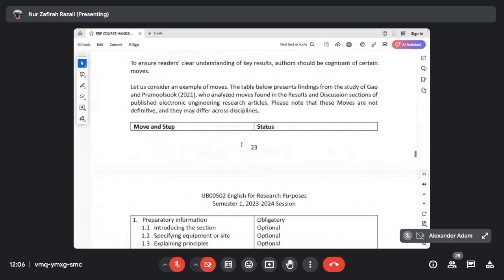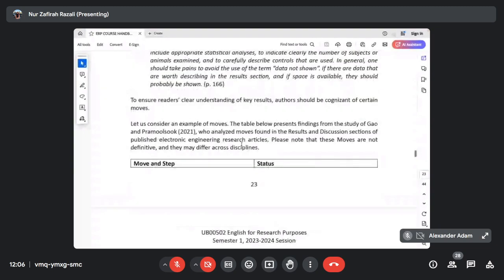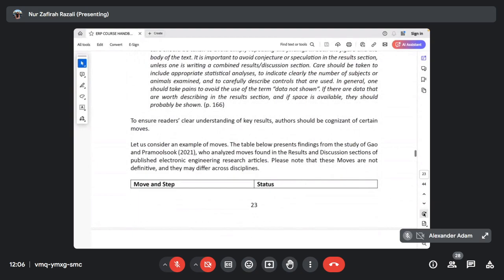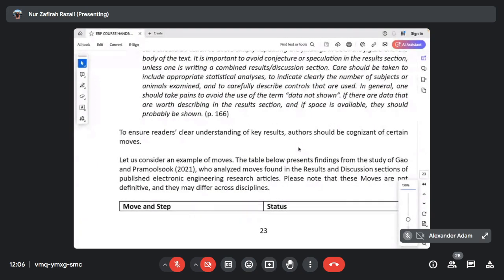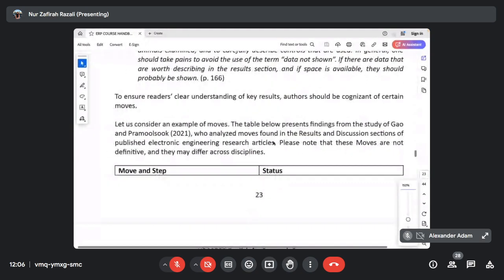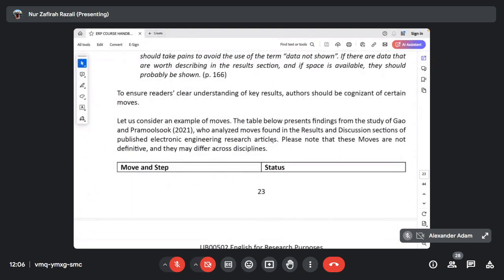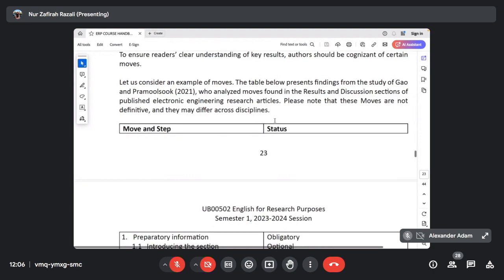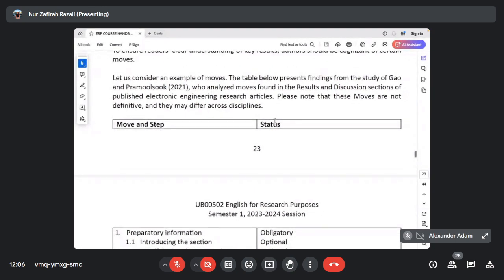Okay, so let's get back to our story here. To ensure readers' clear understanding of key results, authors should be cognizant of certain moves. All right, let us consider an example of moves. The table below presents findings from the study of Gao and Pramod Suk, who analyzed moves found in the results and discussion sections of published electronic engineering research articles. Please note that these moves are not definitive and they may differ across disciplines.